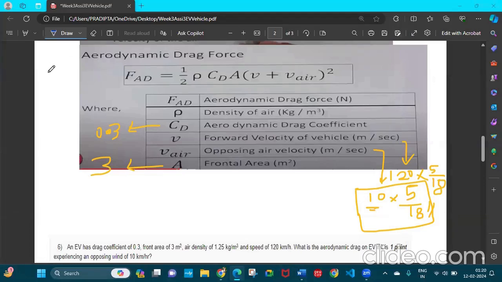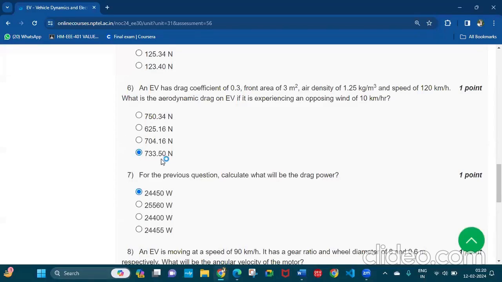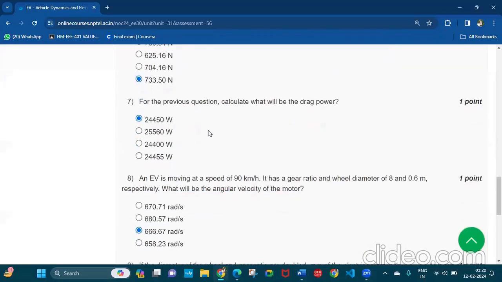So this is the equation to get aerodynamic drag force. FAD is equal to half into rho, where rho is the density of the air, which is given, then CD, the aerodynamic drag coefficient, 0.3 is given, frontal area is given, all things are given. So FAD we can calculate easily. So 733.50 newton.